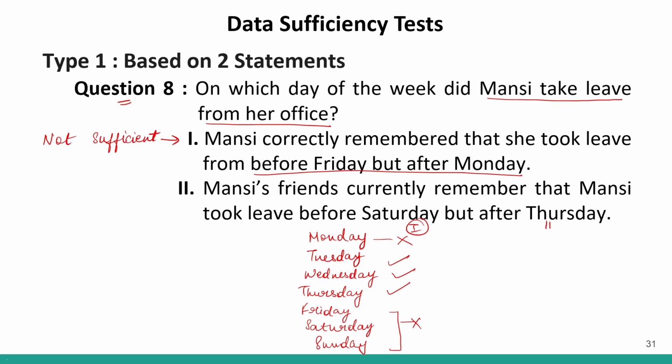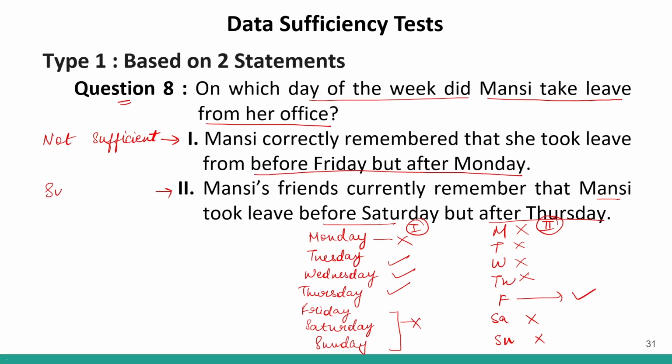Now, let us look at statement number 2. So again, Monday, Tuesday, Wednesday, Thursday, Friday, Saturday and Sunday. Statement 2 says that Mansi's friends correctly remember that Mansi took leave before Saturday. So that means not on Saturday and Sunday, but after Thursday. So after Thursday means not on Thursday, Wednesday, Tuesday and Monday. She took a leave on Friday. Correct? Now, based on statement 2, can I find the answer to the question, on which day of the week did Mansi take a leave? Yes. So I can say this is a sufficient statement.